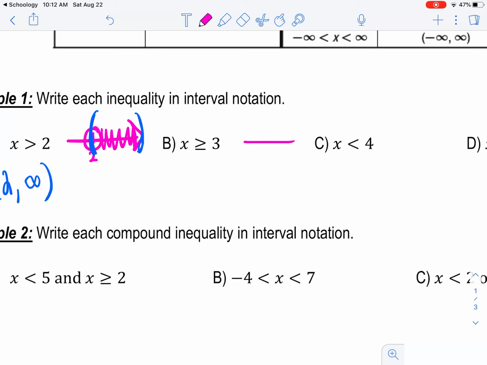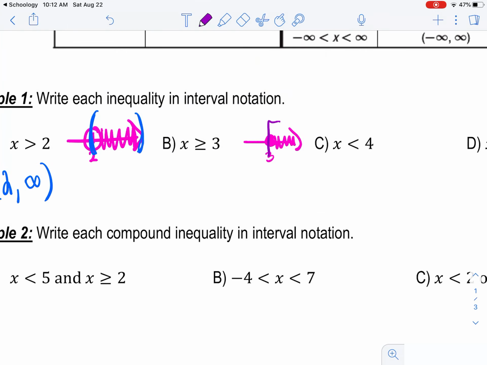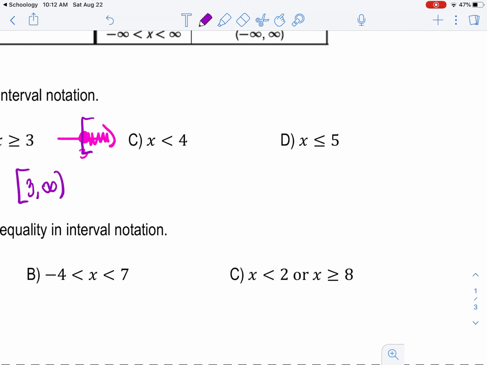I have 3, and it's closed and including, and it's values that are greater than or equal to. So this right here, it starts at 3. You're always looking left to right, so bracket 3, comma, and then it goes forever, infinity. This one right here, we have 4 right here, open point. These are values less than. So now for this one here, remember you're always looking left to right.